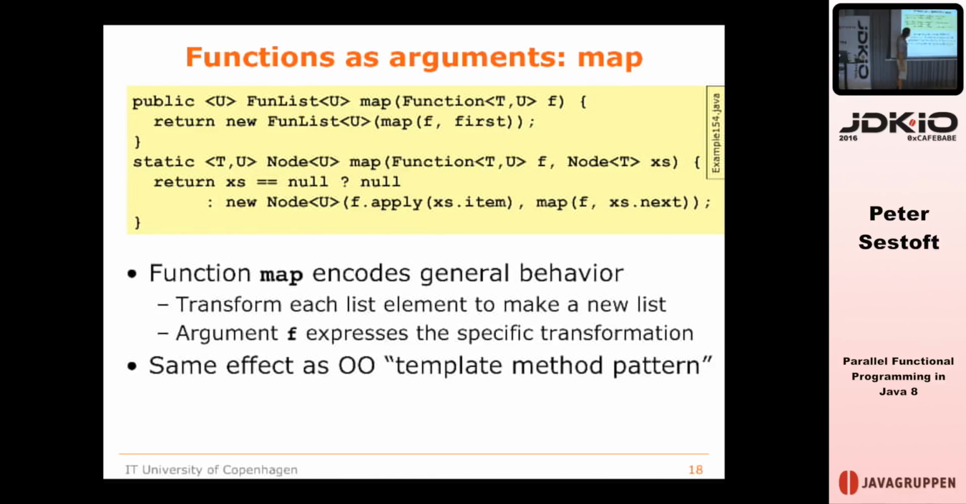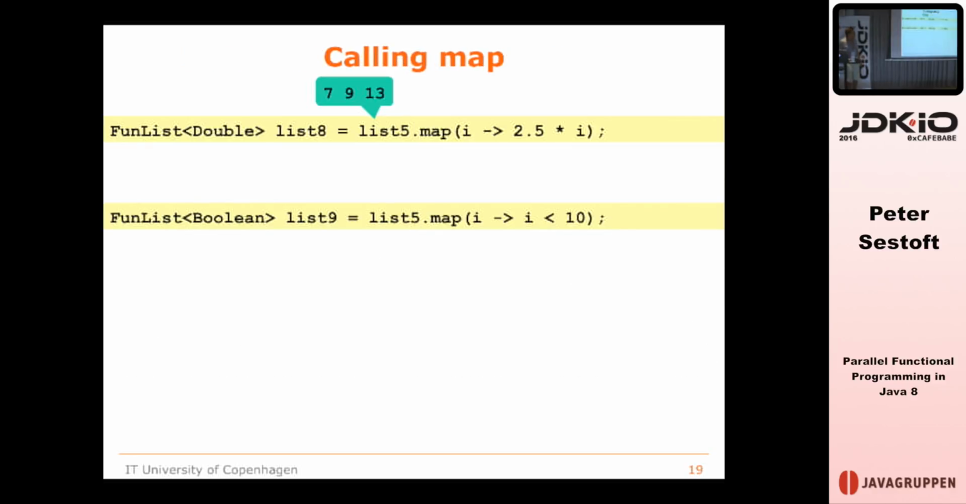The machinery is inside the Node class here: if the list is empty, then the result is empty. Otherwise, we apply the given function to the first item in the list and map f over the rest of the list. So that's a general behavior, very similar to exactly what you obtain with the template method pattern. And we can use map like this.